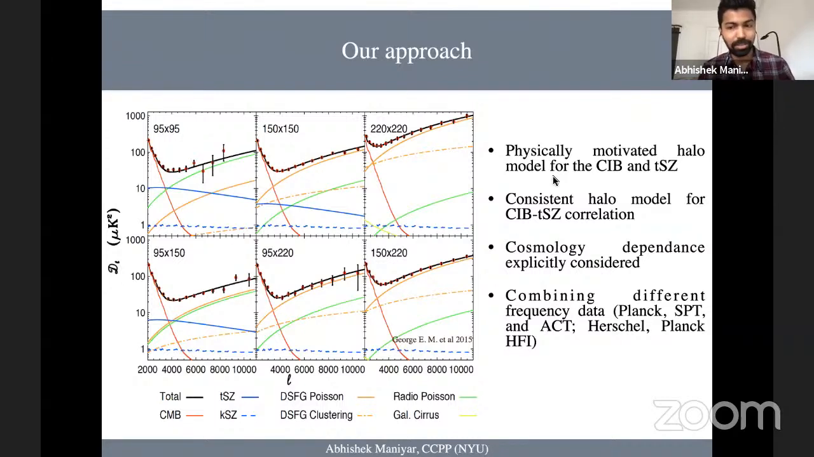We would also like to consider the cosmology dependence of these foregrounds in our likelihood at every step of the likelihood. And we would like to take advantage of all the data available to us, high frequency and low frequency data, namely Planck, SPT, Herschel, and Planck CIB data. So that's what we would like to do.